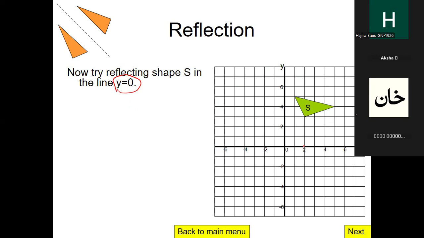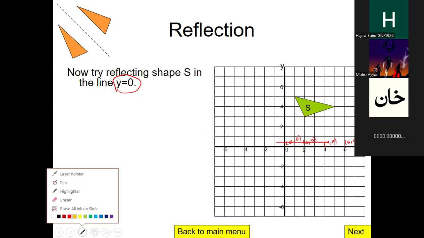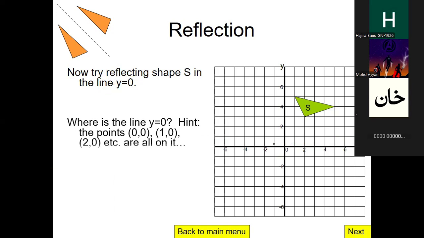The whole x-axis. Yes, the line along the x-axis. The whole x-axis will be 0. You can see this point is 0, 0, this point is 2, 0, this point will be 4, 0, this point will be 6, 0. So on the x-axis, all y values are 0. So our mirror line as of now is the x-axis. This one. Now we got the mirror line.